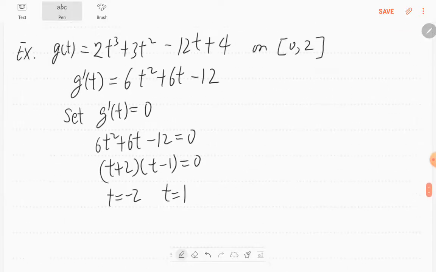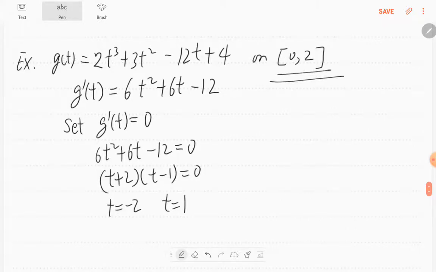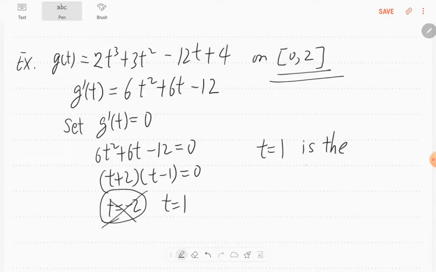We have two solutions, but you should look at the domain, which is from 0 to 2. So that means -2 is not in the domain, so this one is not a critical value. So we only have one critical value. So t equals 1 is the critical value.